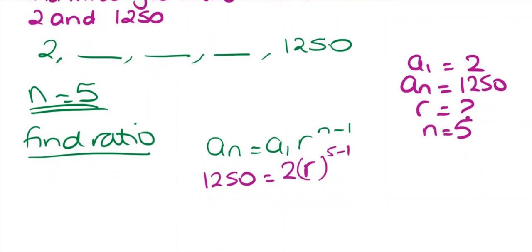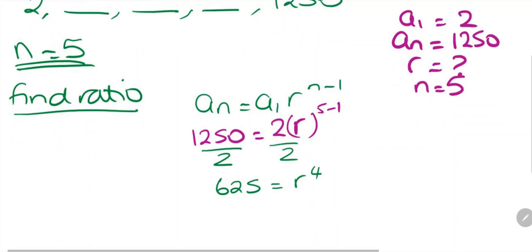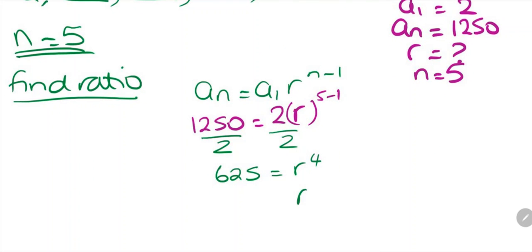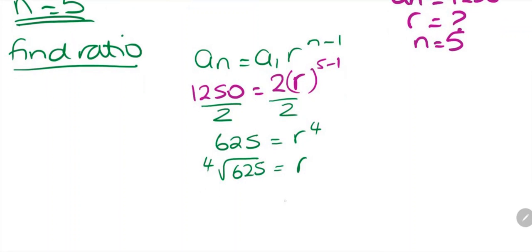So if we divide both sides by 2, this will leave us with 625, and r is to the power of 4. So to get r, we need to take the 4th root of 625, and r will be plus or minus 5.